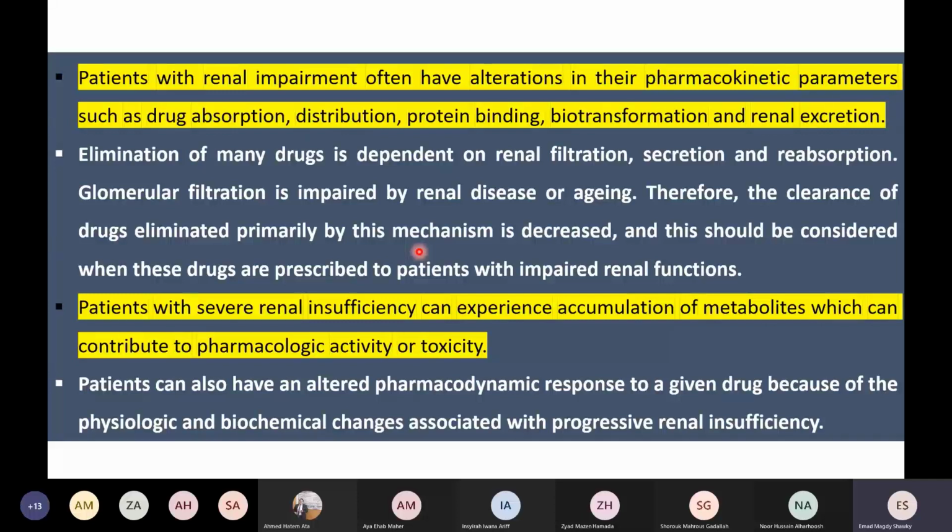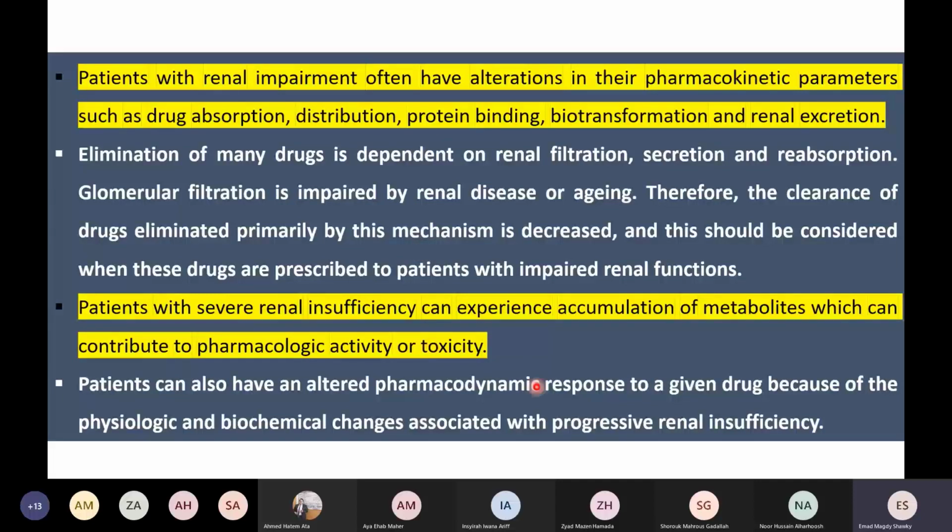So if I know this drug is mainly renally excreted, when I have a problem in the kidney filtration or GFR, I should expect to lower the drug dose and I will get the same benefit. If I use the same dose as for a normal kidney, the patient may encounter toxicity of the drug. Patients with severe renal insufficiency can experience accumulation of metabolites, which can contribute to toxicity.